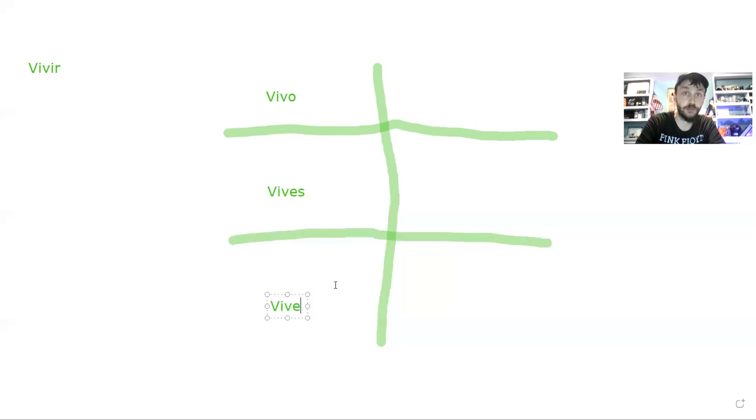This is where you have to be really careful in the nosotros form. This is an IR root verb. So you got to be very careful here. Nosotros, nosotras vivimos. That's one of those minor things you need to know about conjugating in the first person plural form.